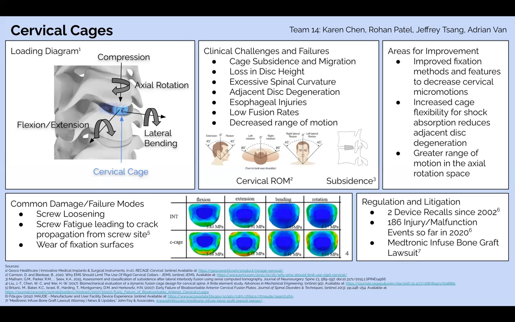One of the design features of spinal cages is their rigidity, which is good for stability but bad for shock absorption. This can lead to adjacent disc degeneration due to poor distribution of dynamic loads. Another disadvantage of the traditional spinal cage design is its hampering of motions in the axial rotation plane.